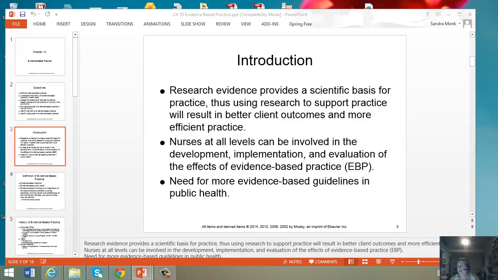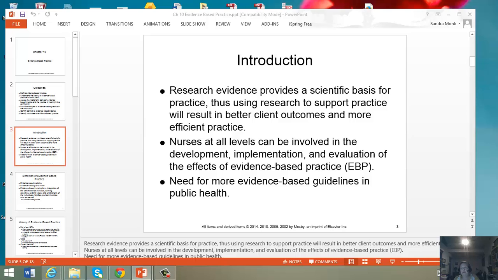So research evidence provides a scientific basis for practice. Using this kind of research supports practice that will result in better client outcomes and more efficient practice also. And it's really encouraged that nurses at all levels be involved in the development and implementation and evaluation of the effects of evidence-based practice. We want nurses solving nursing problems.